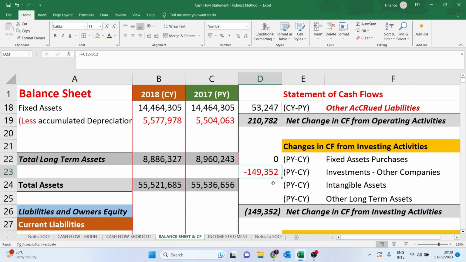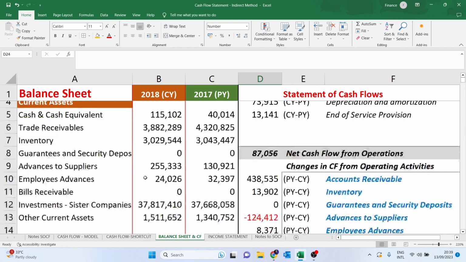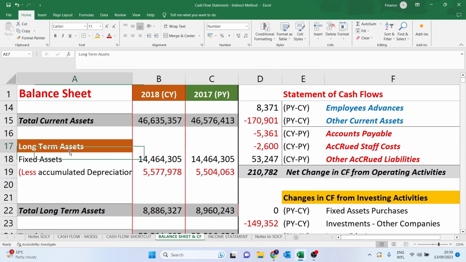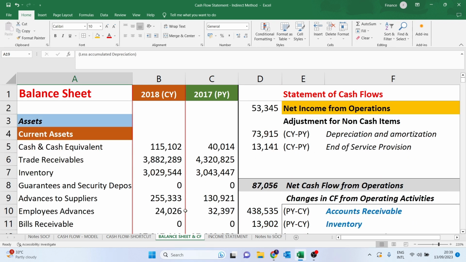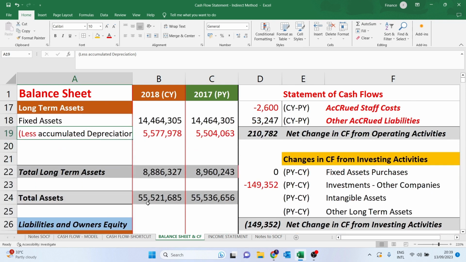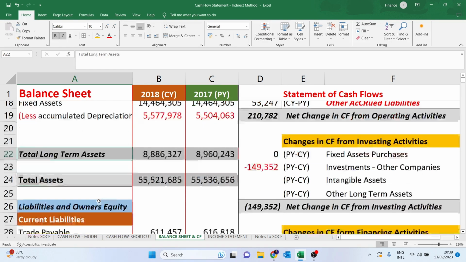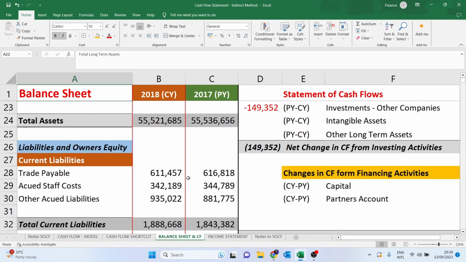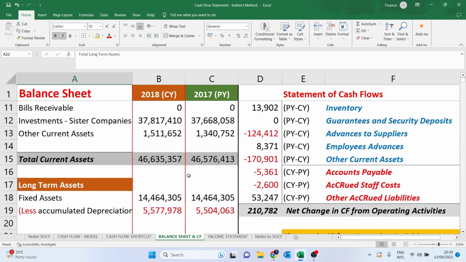Okay. So if there is any intangible asset or other long-term assets, you can check the balance sheet. So we have covered the current assets here, long-term assets covered, fixed assets under long-term assets already done, and accumulated depreciation we have taken as a non-cash item here. So we have covered the complete asset side.